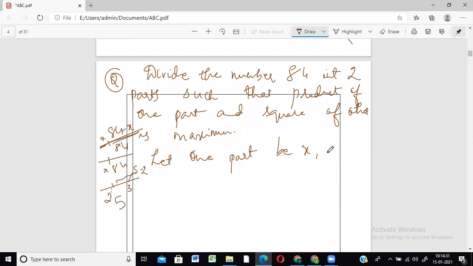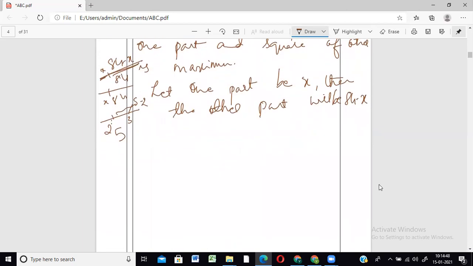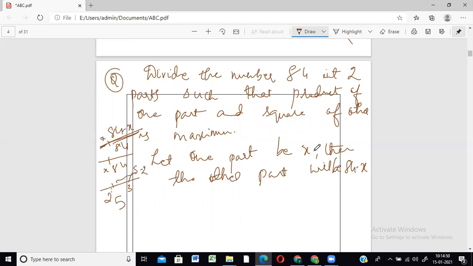Let one part be x, then the other part will be 84 minus x, correct? Of course, when one part is x, the other part will be 84 minus x. Okay, so now we have dealt with the two parts. One part is x and the other part is 84 minus x.